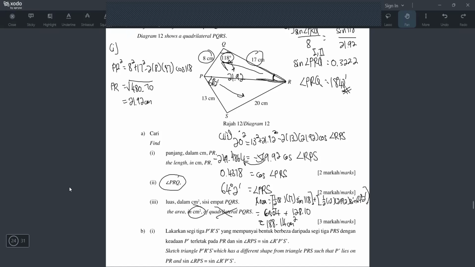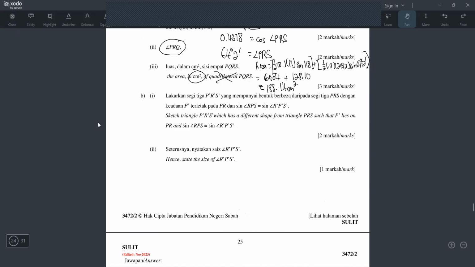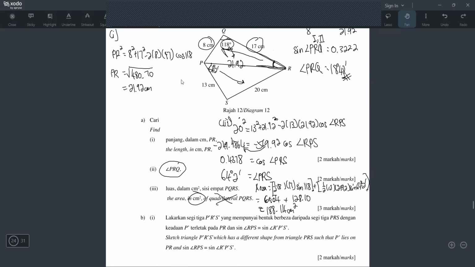Okay, so done. Let's continue with B1. So B1, I think I need to look at the diagram. Sketch triangle P prime, R prime, S prime, which has a different shape from triangle PRS. Okay, let's erase all this because it's very confusing. So this one I will write again, 64 degree 2 minute, right? And then this one I want to erase. Okay, so now they say P prime, R prime, S prime, I want to sketch, which has a different shape from PRS, such that P prime lies on PR.